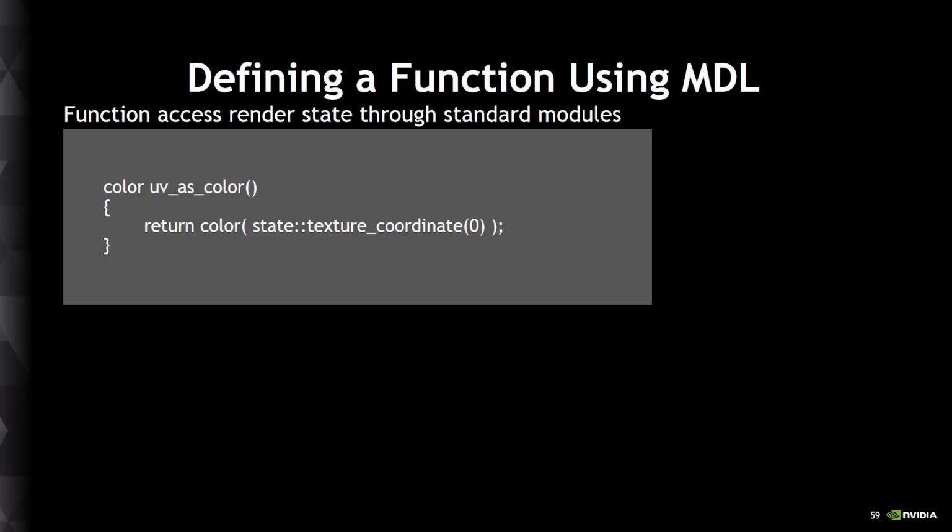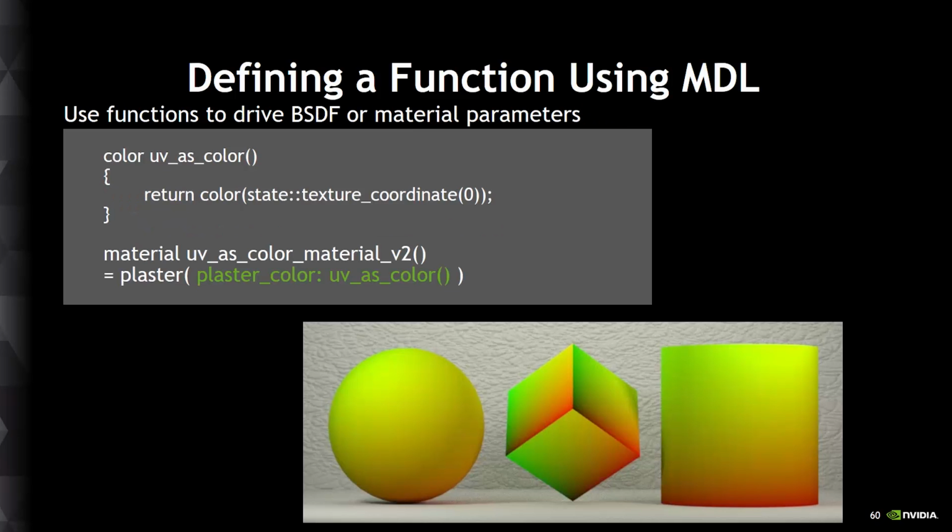And this is already pretty useful. If you use that in a material like we used in the plaster before to configure the plaster color, then you can see that the color of the material basically changes based on the position on the object, which is what UV is usually about. And it's already pretty useful as a diagnostic to the user because he can basically figure out if his UV layout makes sense or is good for texturing. So even such a small function is already useful.